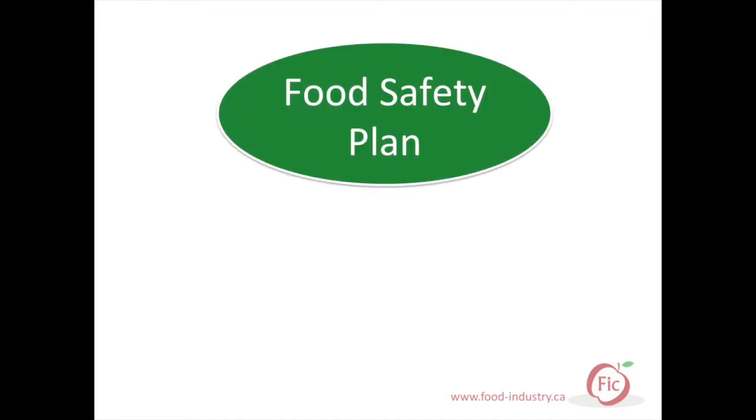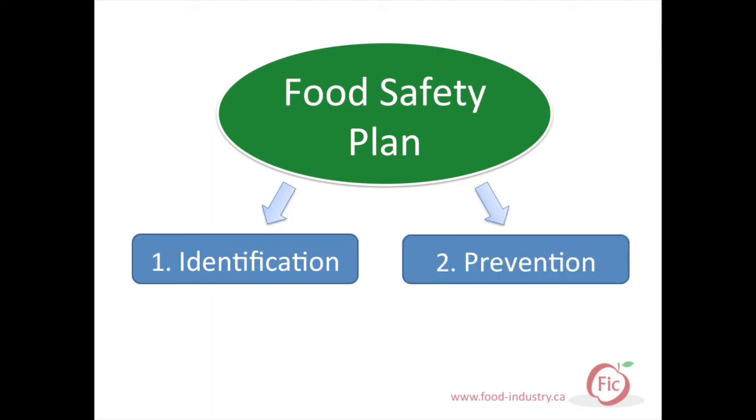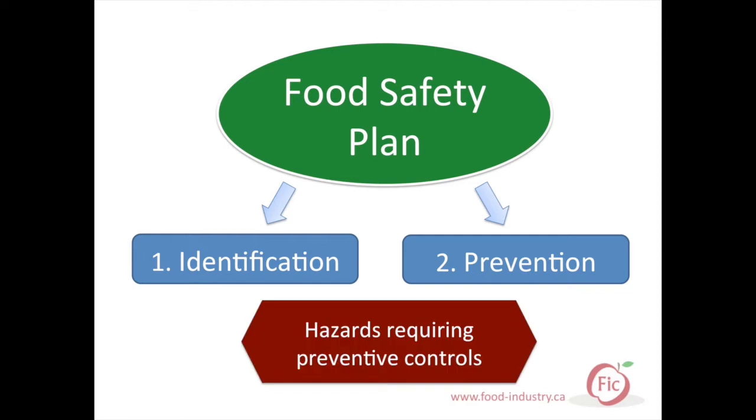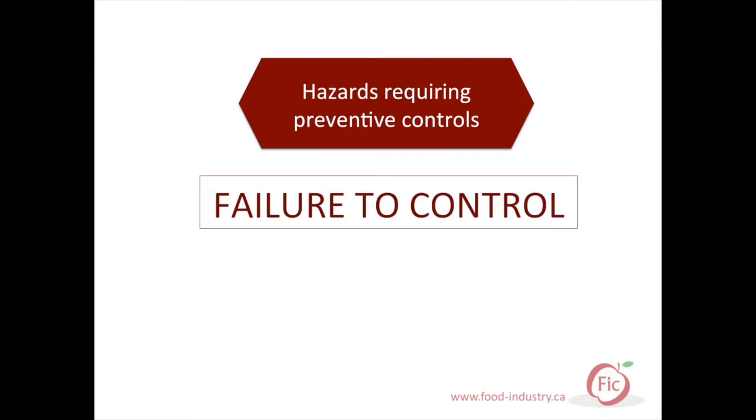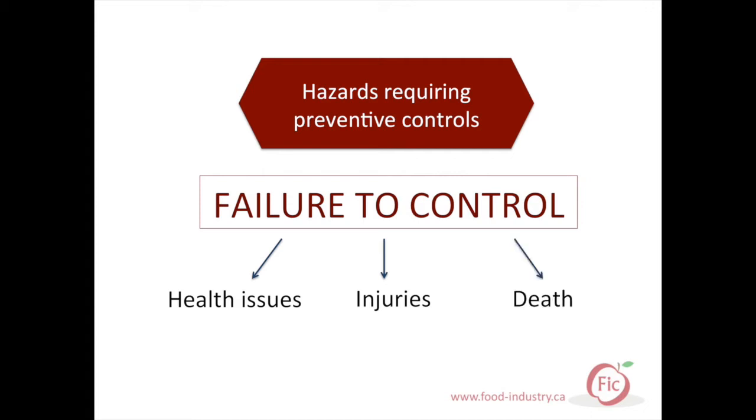At the core of the Food Safety Plan is a new approach that requires identification and prevention of all reasonably foreseeable food safety hazards requiring preventive controls. Failure to control these hazards can lead to serious health issues, injuries, or even death.